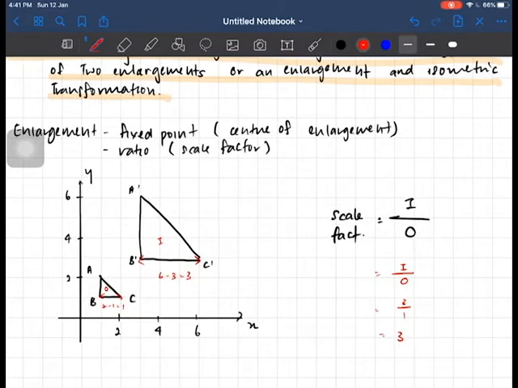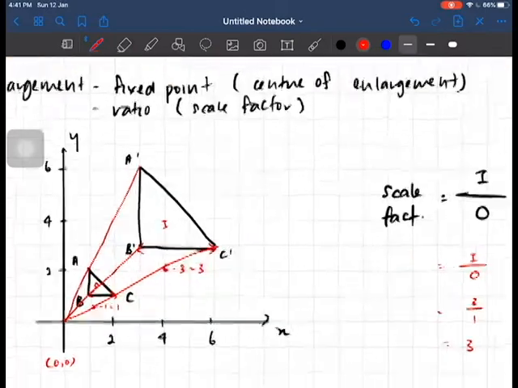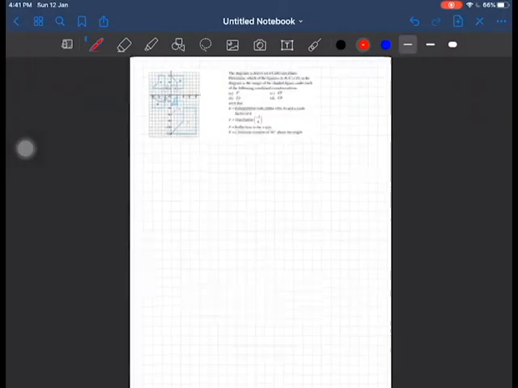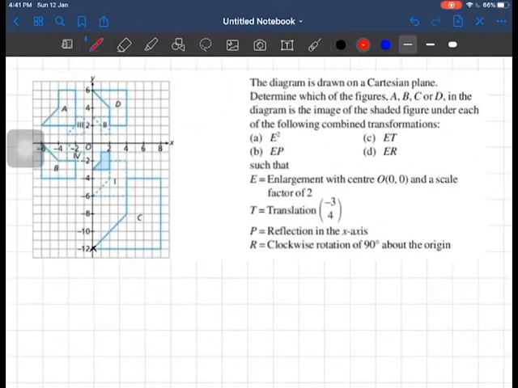Where is my center? This would be the origin, because if I draw a line, it will actually intersect at the origin. Right. So let's do this question. The diagram is drawn on the Cartesian plane.